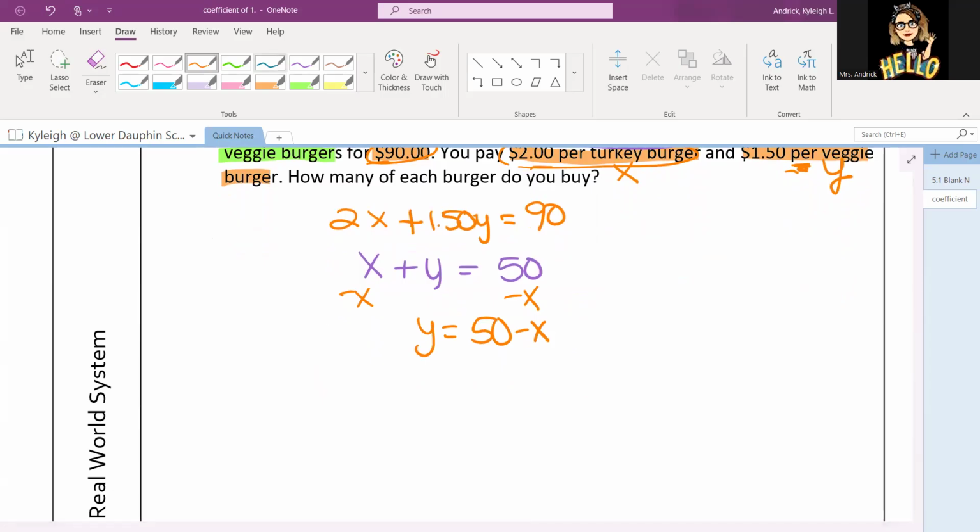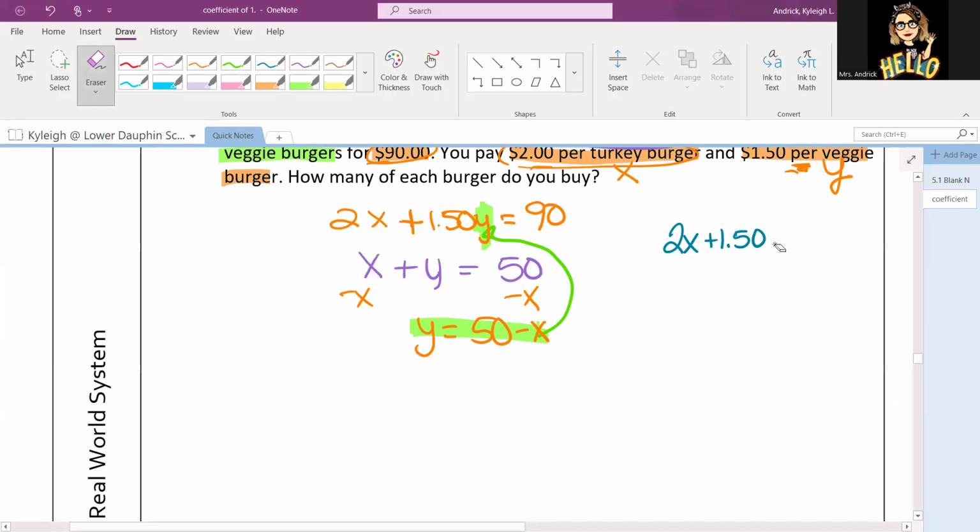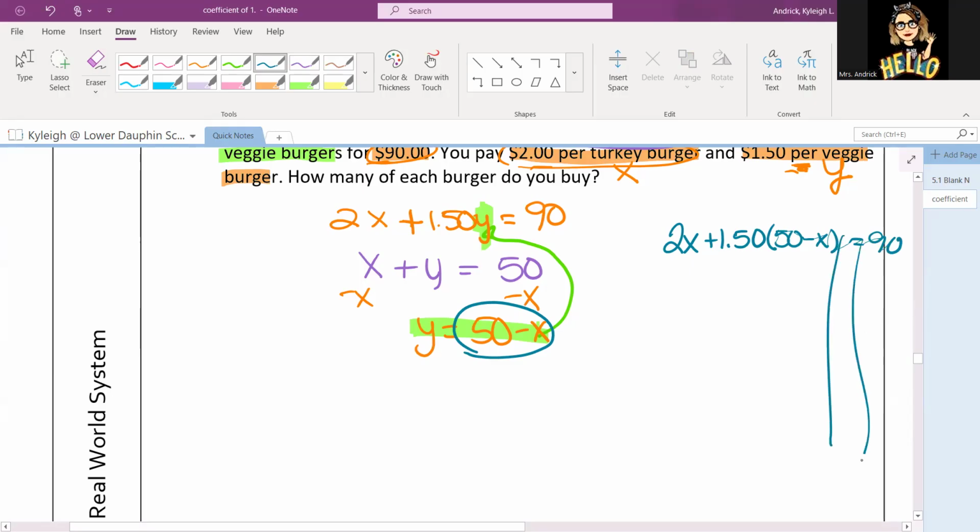Now we're going to take that and plug it in for y up here in this problem. So let's rewrite that equation. I'm going to just do my work over here. 2x plus 1.50, and instead of a y, because we're not putting y, we're putting what y is equal to, which is 50 minus x, equals 90. And then I'm going to solve that equation. So I want you to pause the video and solve this equation.